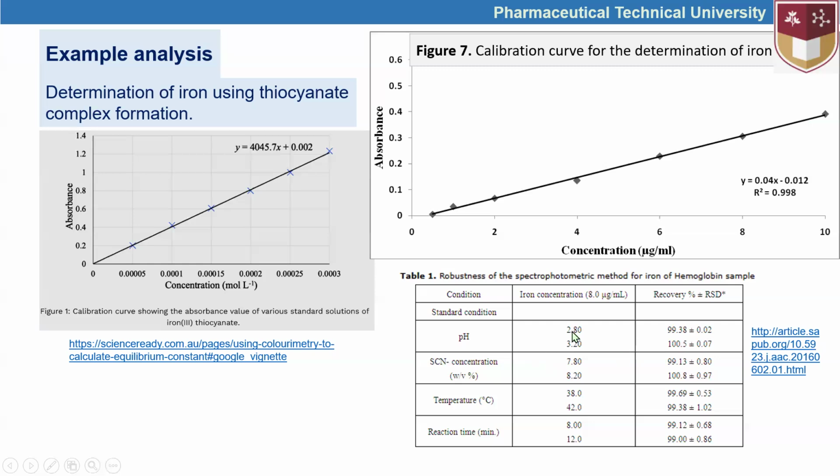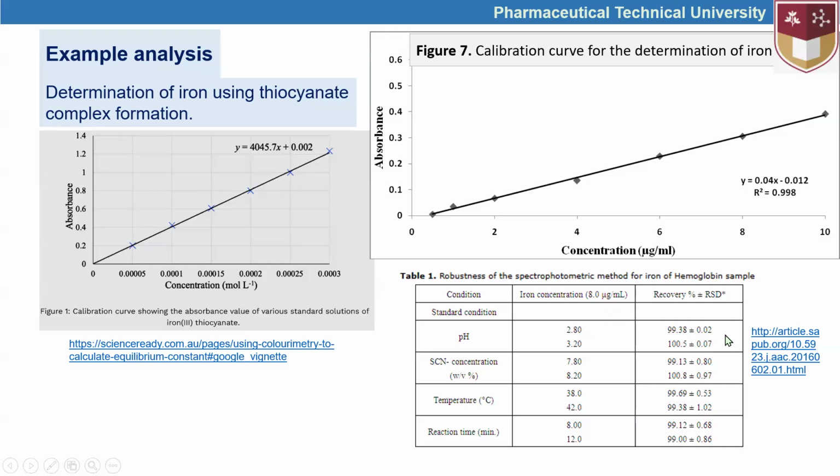The pH at 2.8 resulted in 99.38. When pH was increased to 3.2, the absorbance was about 100.5. So these are the differences that might be quite short.